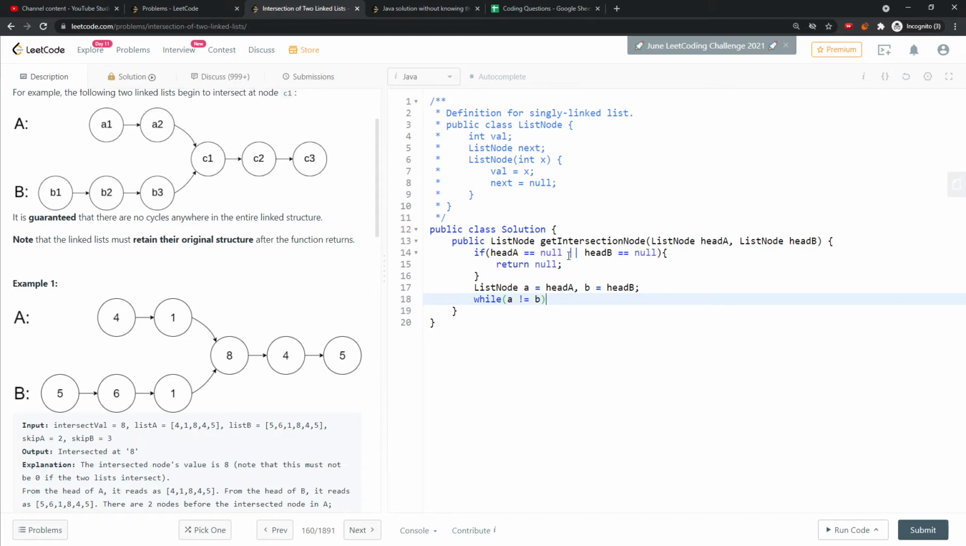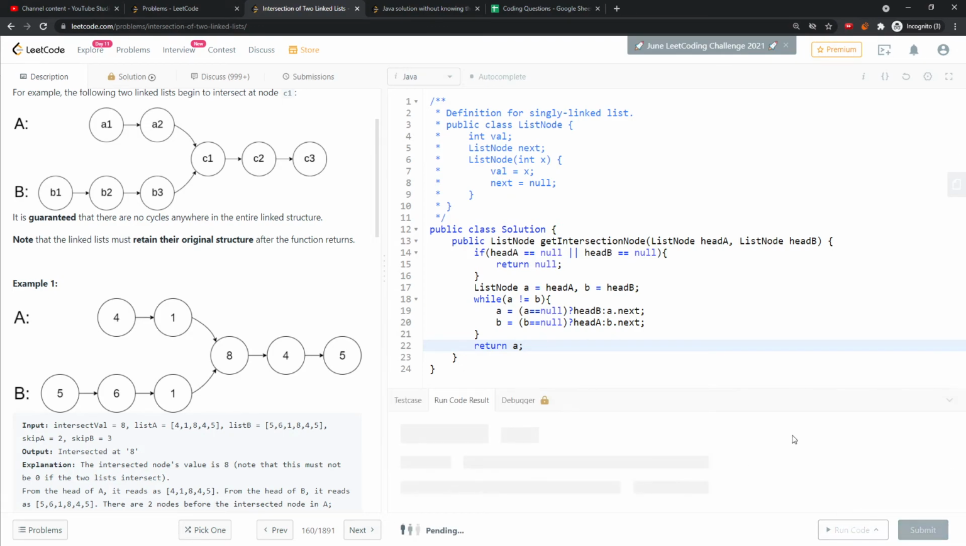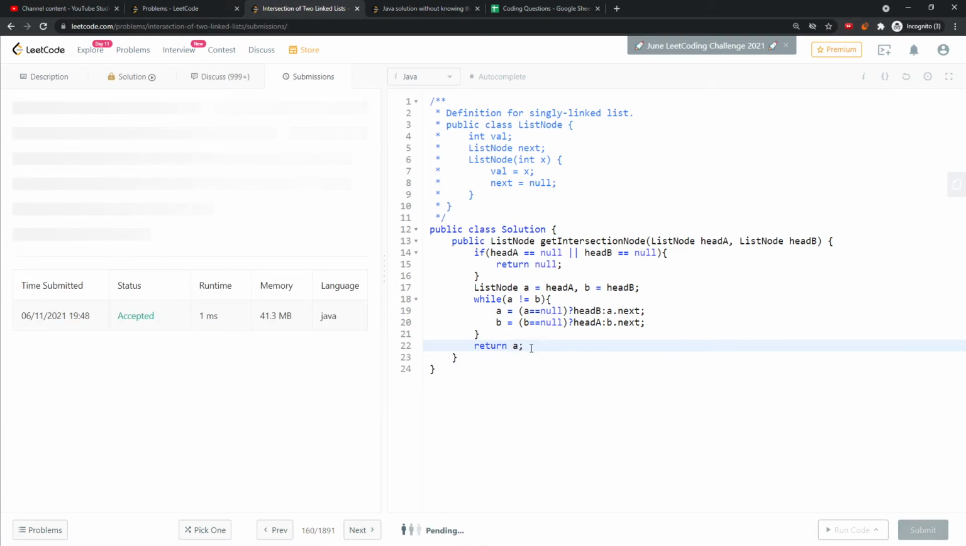this is how I traverse. If A equals null, I point it at head B; otherwise, I just keep moving to next. B is the same idea: if B hits null, you point it at head A, otherwise just keep moving. Then return either A or B. Let's run it and see what happens. Alright, it's good.